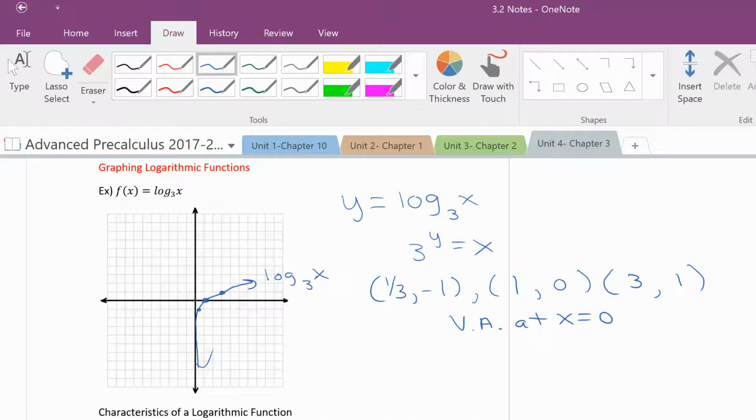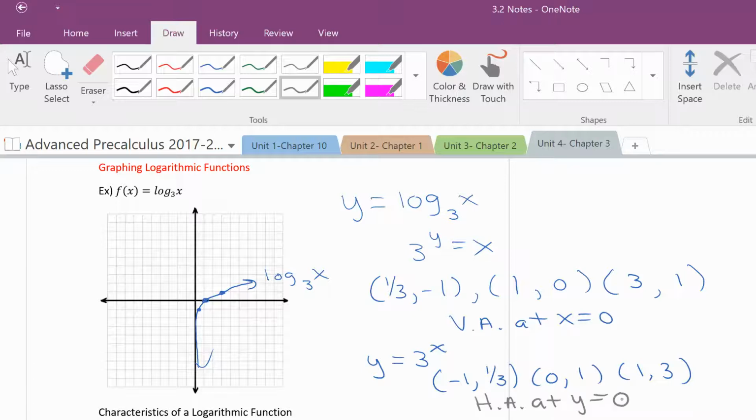If you compare that to the exponential function y equals 3 to the x, remember where the base points were: negative 1 and 1/3, 0 and 1, and 1 and 3. And notice it had a horizontal asymptote at y equals 0. So it looked like this.